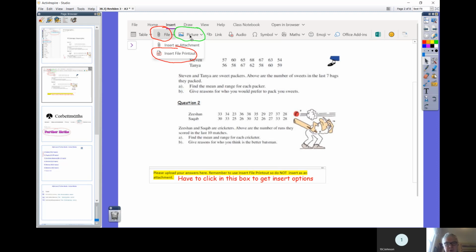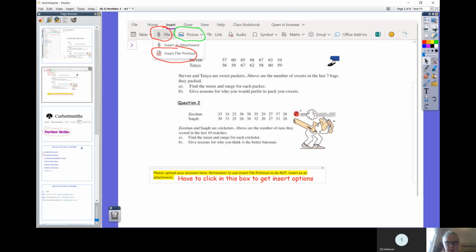Now if you've scanned your work, so you've got it in PDF or Word format, you'll go down the file option. So click File, click Insert File Printout, and then find where you filed the work away, and that will then upload into this box as a picture. But please choose Insert File Printout, not Insert Attachment. On the other hand, if you're uploading pictures you've taken, in JPEG or PNG form, then click the picture option, find where you filed the picture, and again, that will upload into this box. And if you've got more than one page, you just keep on creating new boxes.